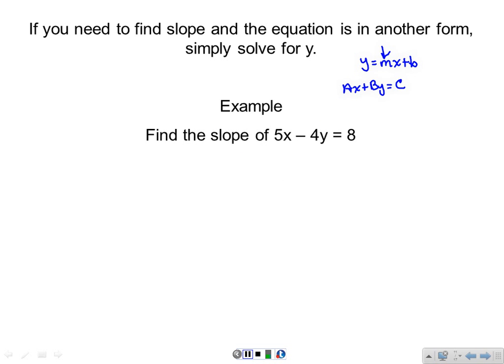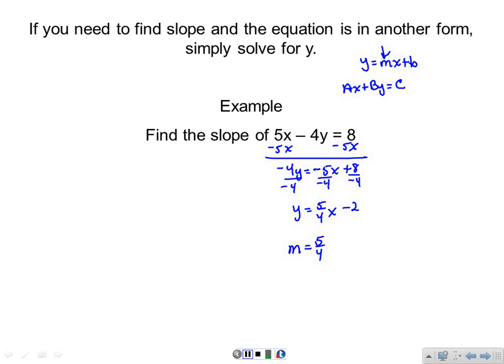So let's solve for y. So we'll subtract 5x from both sides. And we'll have negative 4y is equal to negative 5x plus 8. And then we'll divide everything by negative 4. And so we'll have y is equal to 5/4 x minus 2. And so now that it's in slope-intercept form, y is by itself, I can see that my slope is going to be 5/4. So make sure if I ask you a question like this, before you tell me slope, you have it in slope-intercept form.